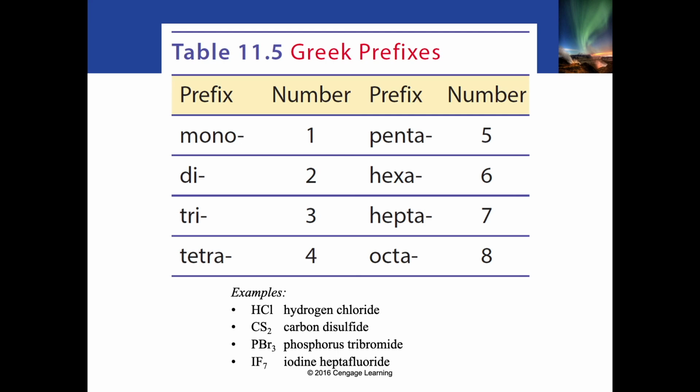For example, sodium chloride. I'm not saying sodium monochloride. I'm just saying sodium chloride, because that's a metal with a nonmetal. But here it would be carbon disulfide because it's a nonmetal with a nonmetal.